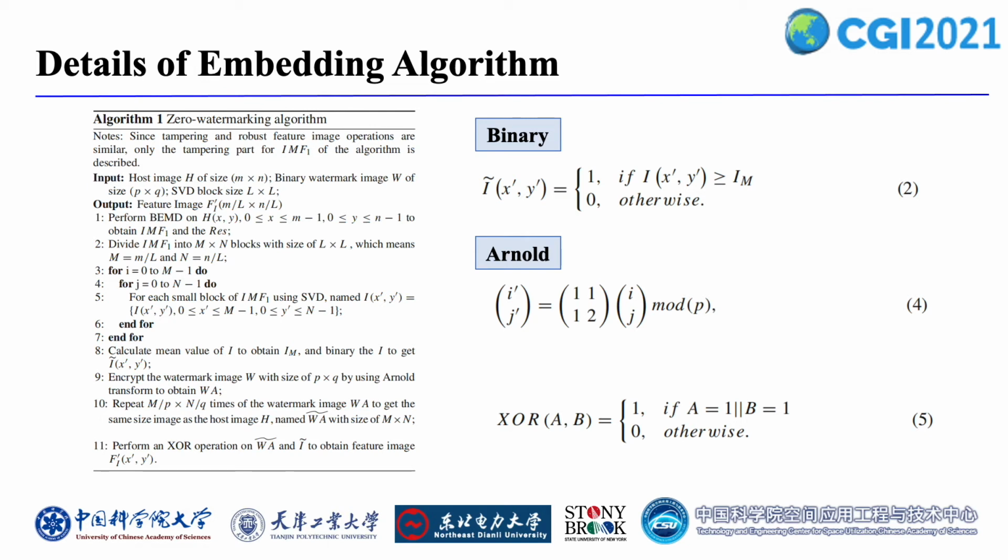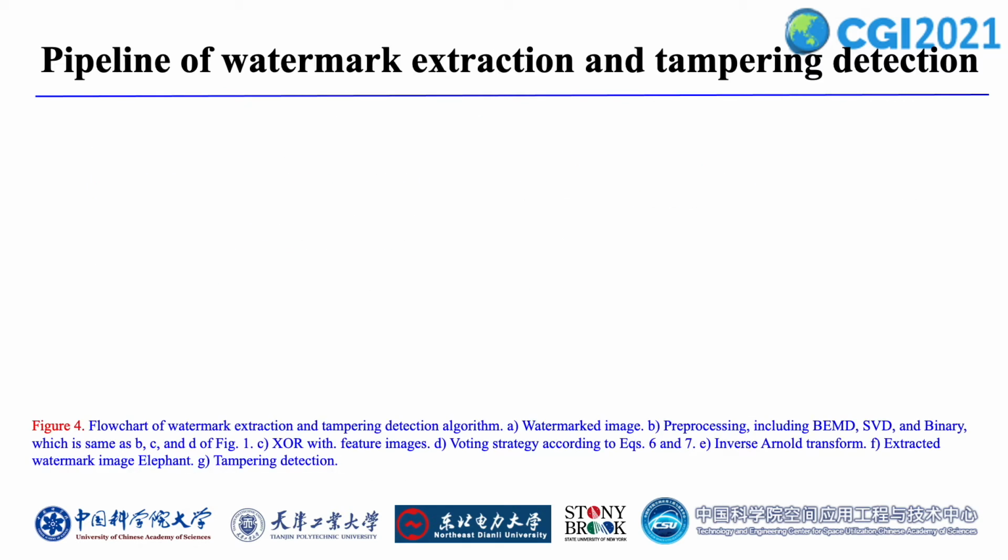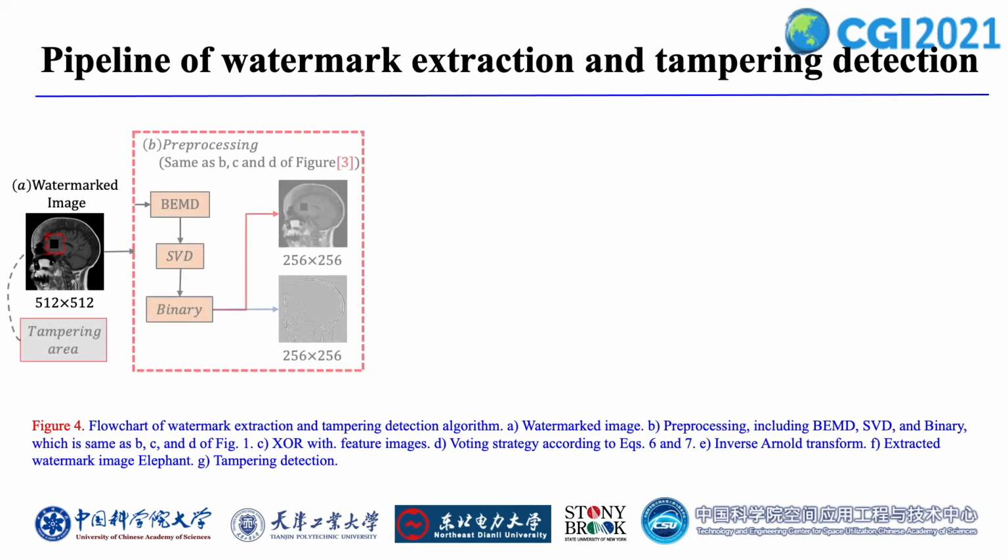Finally, the watermark image is subjected to an XOR operation with the host image, and the obtained feature image is saved to the copyright authentication center. Figure 4 illustrates the algorithm process for watermark extraction and tamper detection in this paper. First, the tampered image is subjected to the same operations as in Figure 3: BEMD, SVD, and binarization.